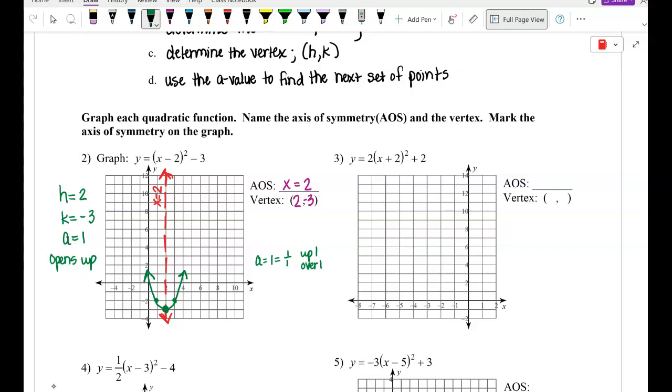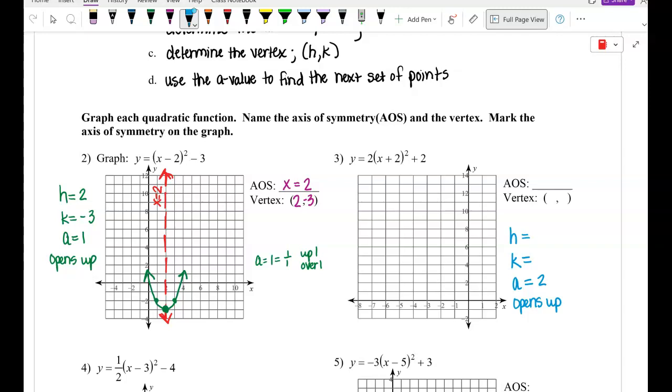All right, problem number 3, y equals 2 times the quantity x plus 2 squared plus 2. So again, we need to be able to identify h, k, and a. And again, starting with that a value, what would be the value of a in this equation? 2. So is this going to open up or open down? Up. It's a positive. It doesn't matter that it's a 2. It's that it's a positive 2. So we know that this is going to open up.